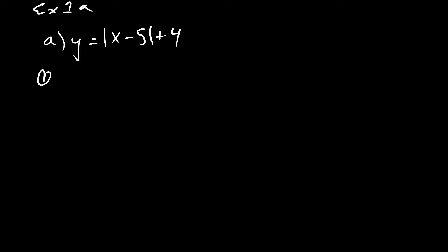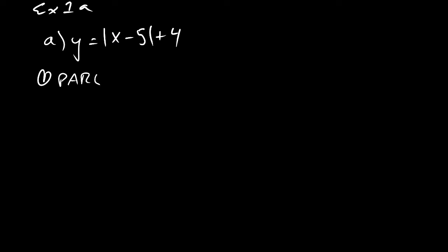So page 3, example 1a. A says that y is equal to the absolute value of x minus 5 plus 4. Alright, so what's step 1? Step 1. How do we graph this?